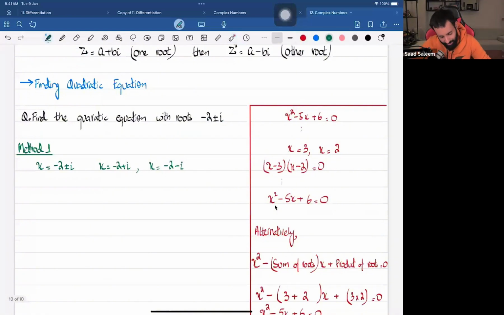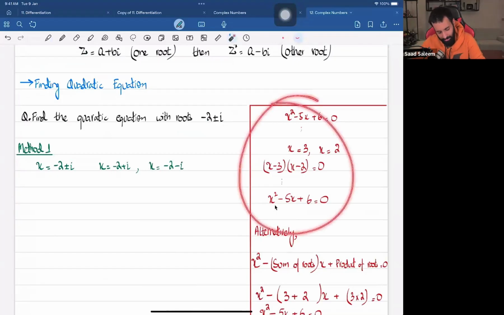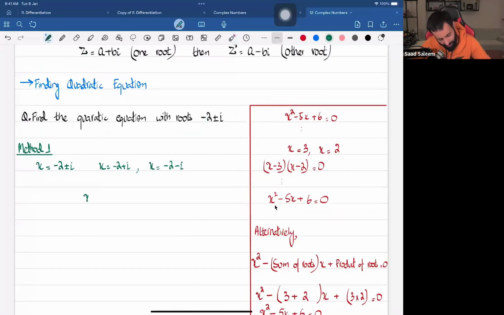So method 1 is basically this method right here, where we multiply. So this would become x minus 2 minus iota into x plus 2 minus iota equals 0. No problem. If we expand this, this should take us back to the quadratic equation.